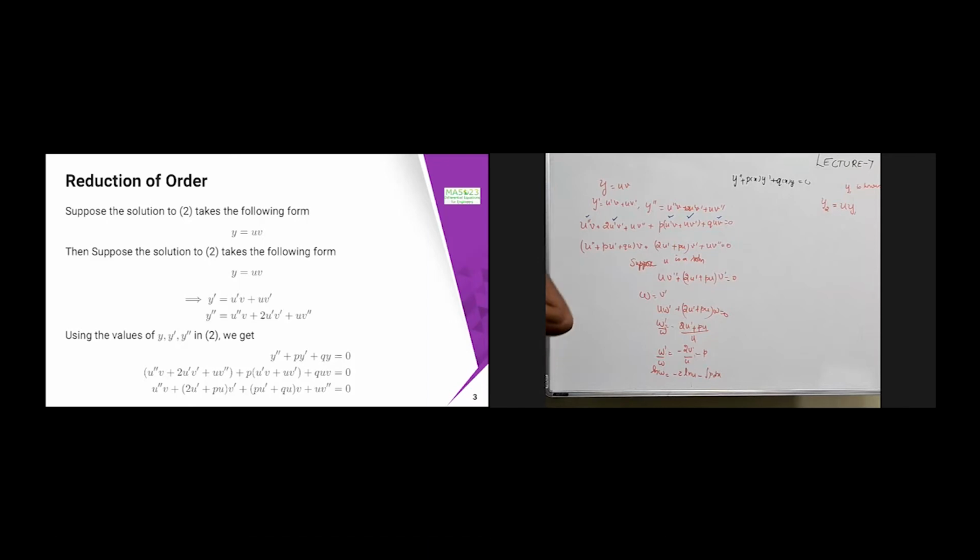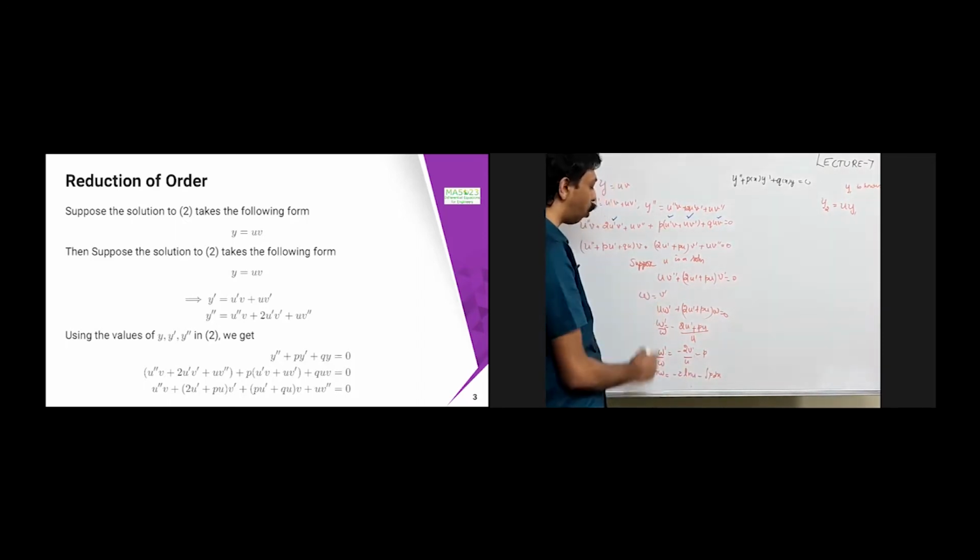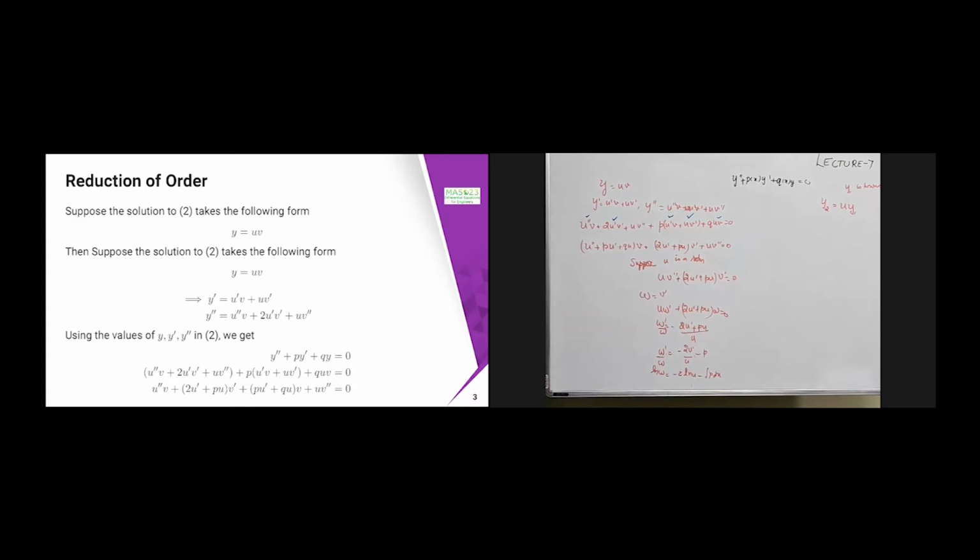So if you take the e power, then you can calculate this one. So once w is known, you substitute over here, therefore you are going to get v dash. Once again you do the integration, you are going to get the answer for it. So that's what we are going to do.